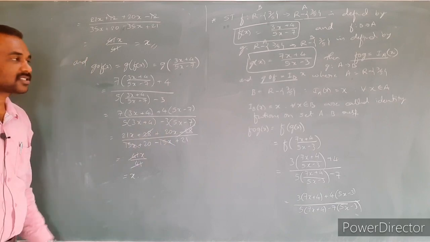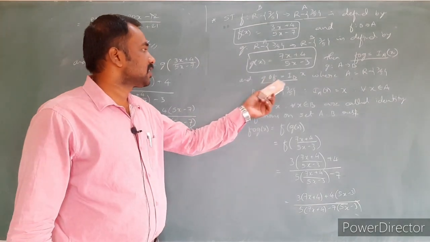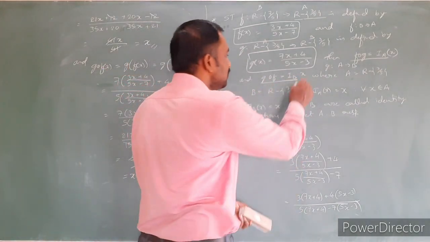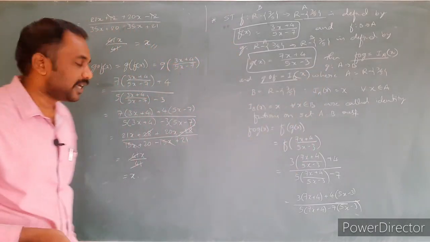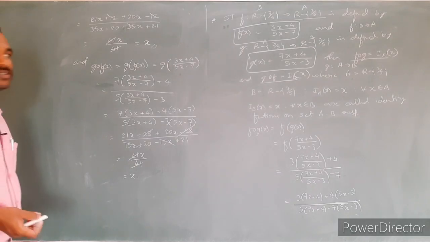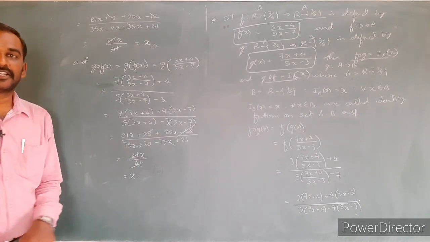Final value is x. Now I got that G circle F is equal to I_B of x. G circle F is equal to I_B of x. Value is x. That's all. LHS is equal to RHS. We just got the identity function.